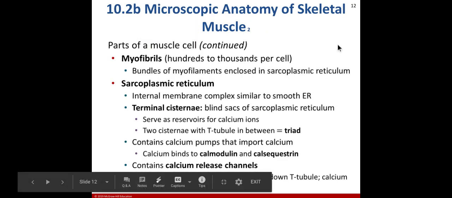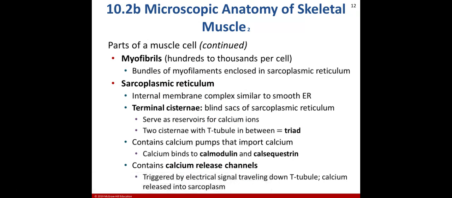Okay, myofibrils, what are those? We can have hundreds, if not thousands, in each cell. They are just bundles of myofilaments that are wrapped up in that sarcoplasmic reticulum. The sarcoplasmic reticulum is this internal membrane that is an awful lot like the endoplasmic reticulum.